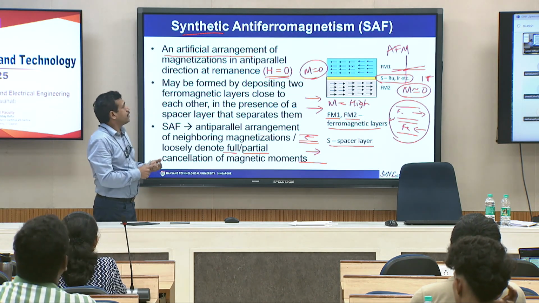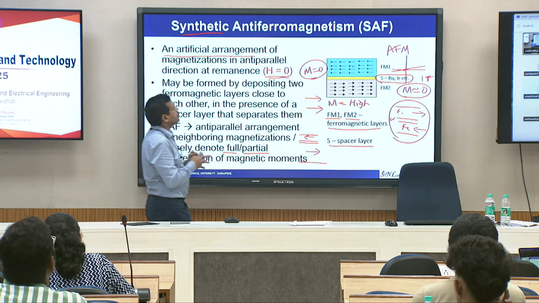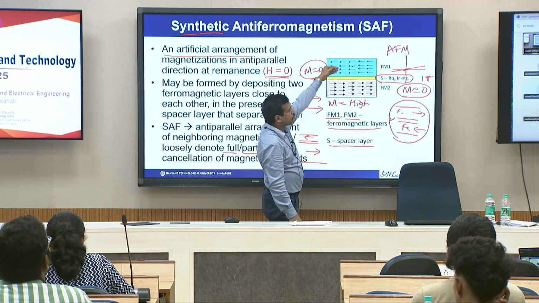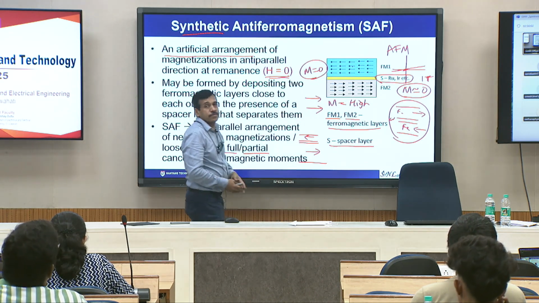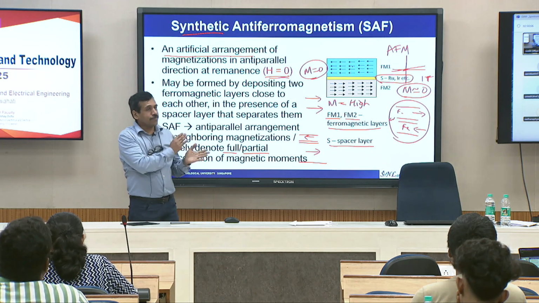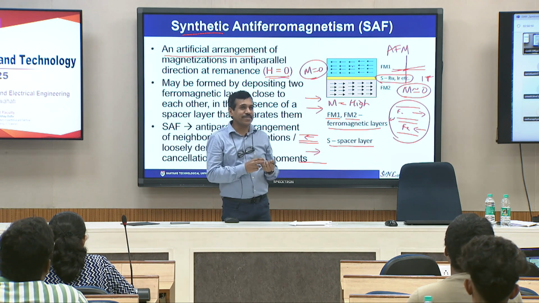So, for synthetic antiferromagnetism, we need at least 3 layers. You should have one ferromagnetic layer, one spacer, another ferromagnetic layer. So, let us say if you want to deposit a SAF structure, how many targets at least do you need?